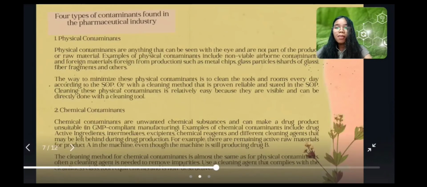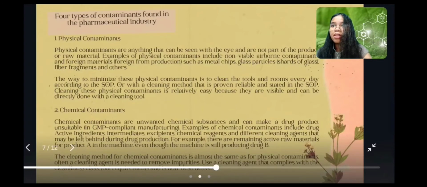2. Chemical contaminant. Chemical contaminants are unwanted chemical substances and can make a drug product unsuitable. Examples of chemical contaminants include drug active ingredients, intermediates, excipients, chemical reagents, and different cleaning agents that may be left behind during drug production. For example, remaining active raw material from a previous product in the machine, even though the machine is now producing drug B.